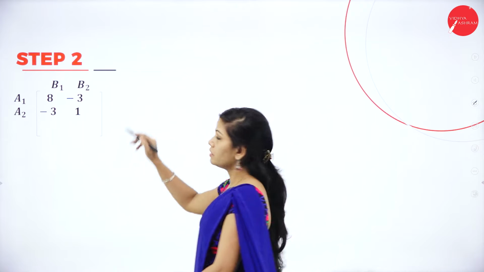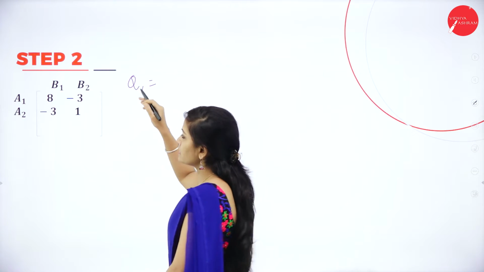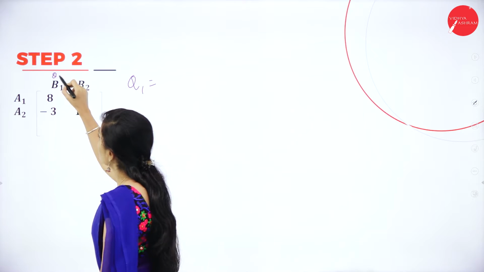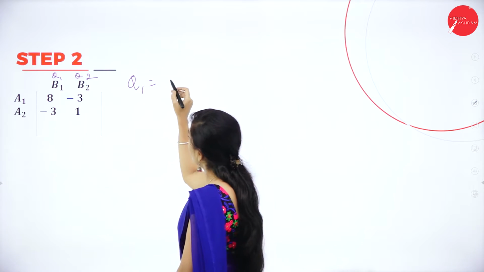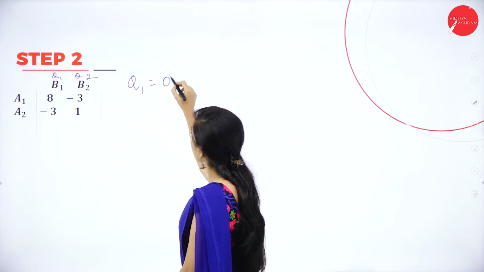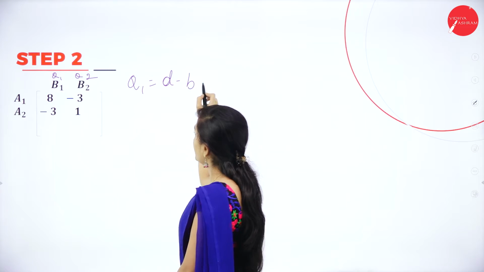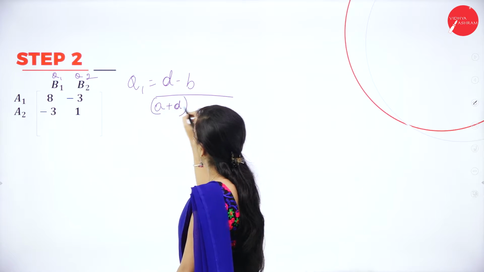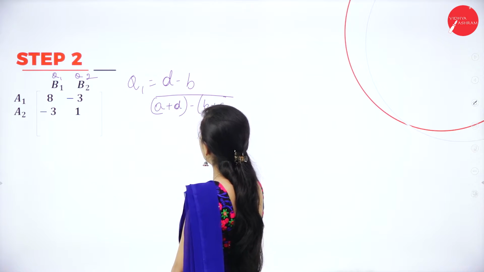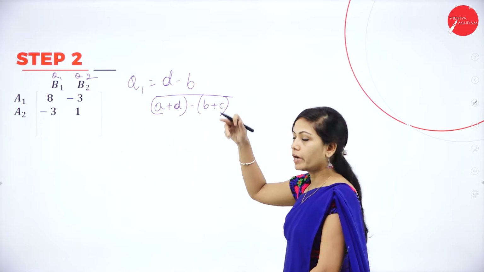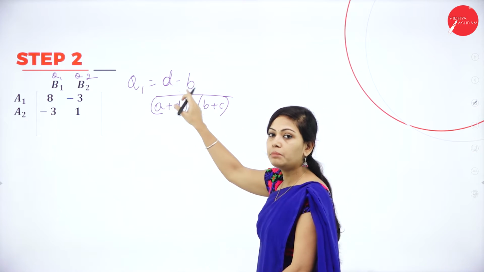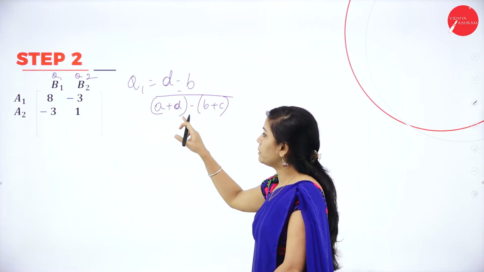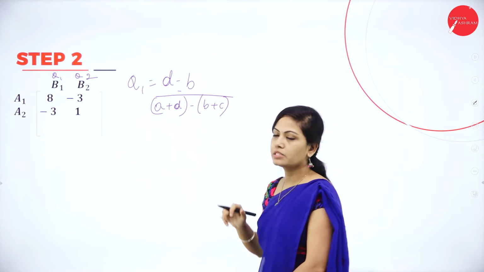That's it. The denominator formula is the same. So now I will find Q1. That means the optimal strategy for player B, that is Q1 and Q2, right? So now I will use one formula: D minus B divided by A plus D minus B plus C. In the previous formula for finding P1, I used D minus C, but here I am using D minus B. A plus D is the same and B plus C is also the same.